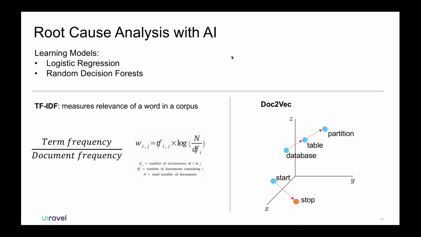The first one is called TF-IDF, which stands for term frequency inverse document frequency. Basically, this is used to find out the relevance of a word in a corpus. There are multiple different implementations of this algorithm, based on whether you want a binary yes or no, or you want log, number of documents, etc.